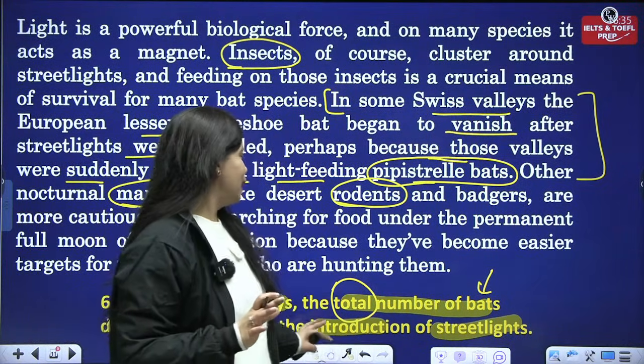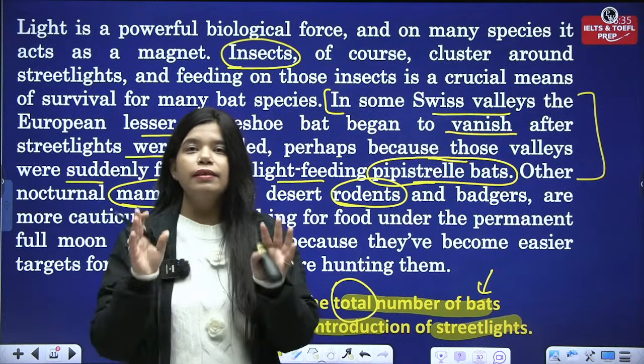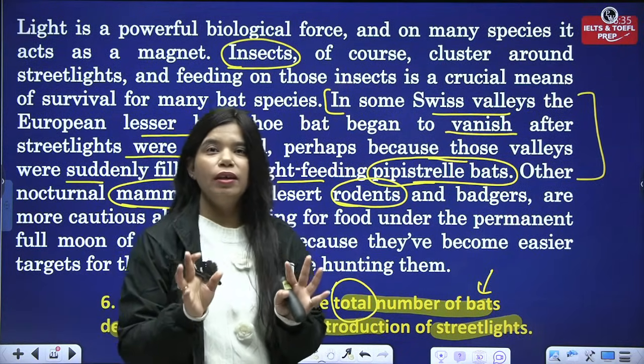So the question says that the numbers decline, but the passage says no, numbers did not decline.